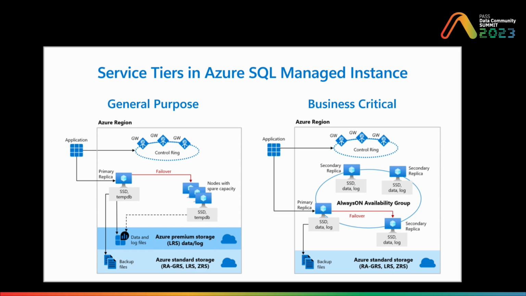But it's fully automatic. Business critical, on the other side, is based on the familiar always-on technology from on-premises, has 4 replicas by default, one of which is a readable secondary, which is built into the cost. So you have a readable replica built in. And as you can imagine, if there's any kind of hardware malfunction on the primary replica, the failover will be very fast, and then you'll have a hot standby to run with.